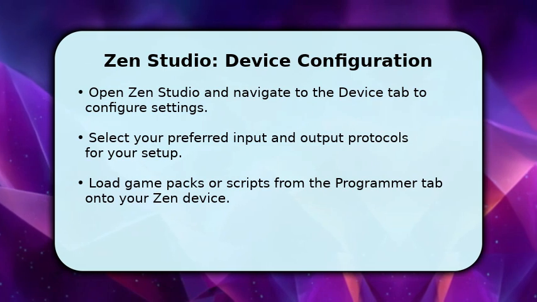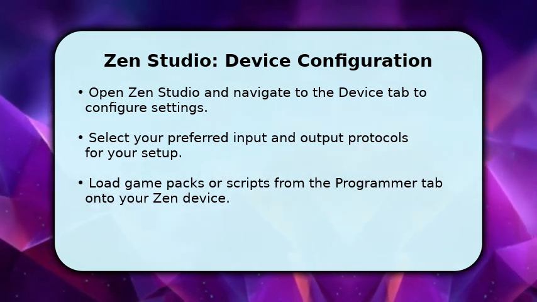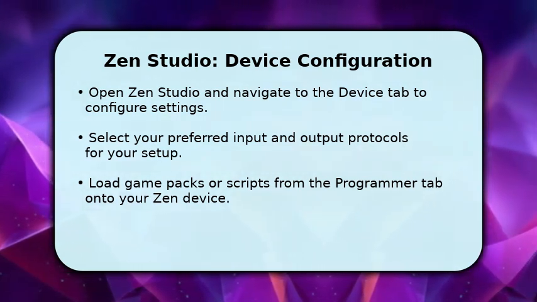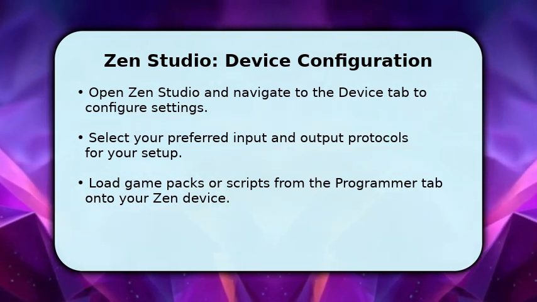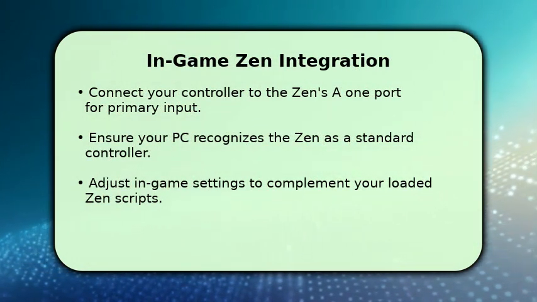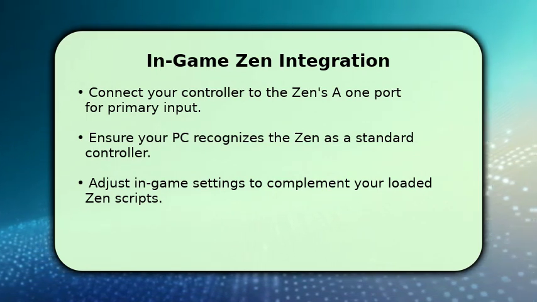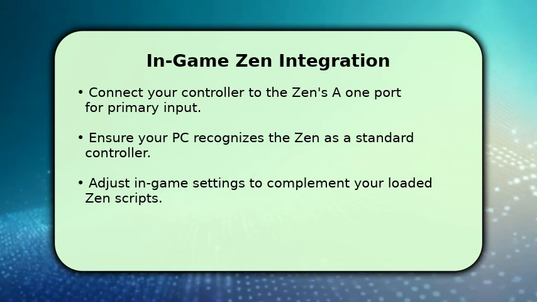After configuring your device, move to the Programmer tab. This is where you can drag and drop game packs or custom scripts directly onto your Zen, preparing it for action with your favorite titles. With your Zen configured, connect your primary controller to the A1 port on the device. Your PC should now recognize the Zen as a standard controller, allowing seamless integration.